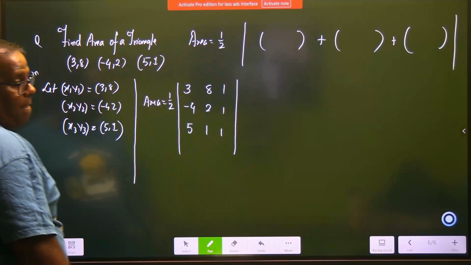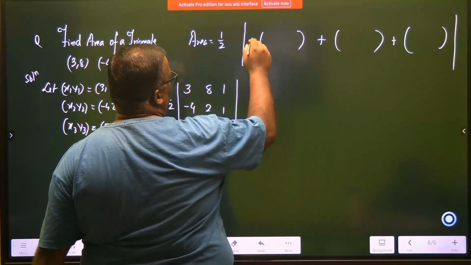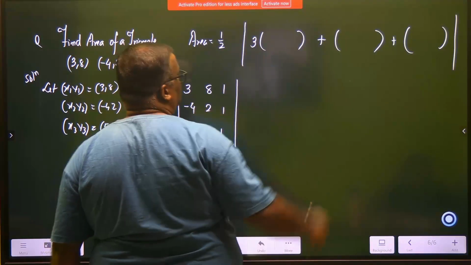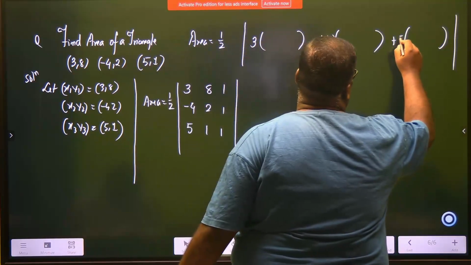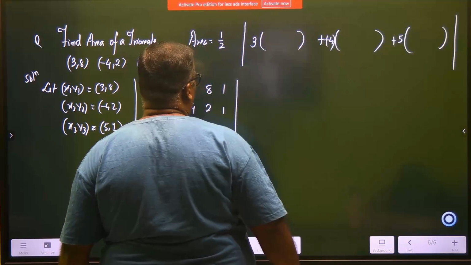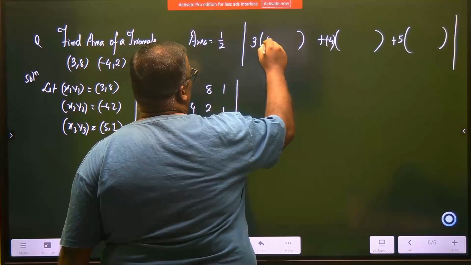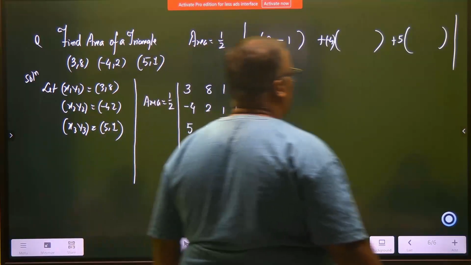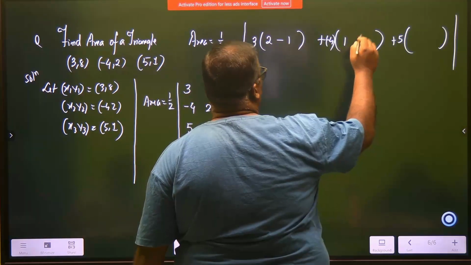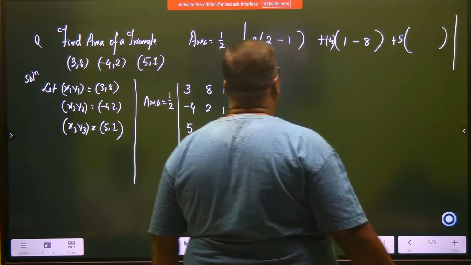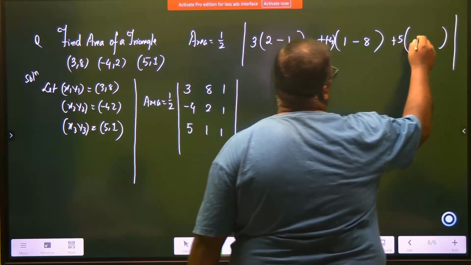So let's bring out. It should be 1, 2, 3. So it will be 1. Then here it will be -4, and here it would be 5. Then 1, 2, 3: 2 minus 1. Then 2, 3, 1: 3 and 1, so 1 minus 8. And then if you take 3, then it is 1 and 2: 8 minus 2.